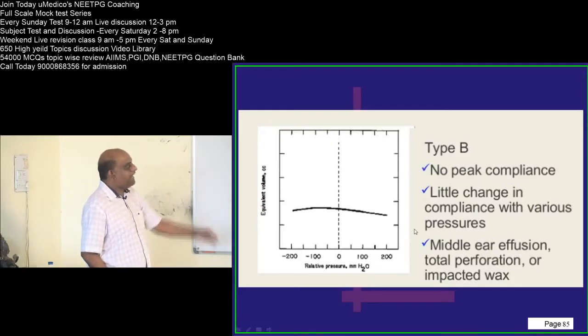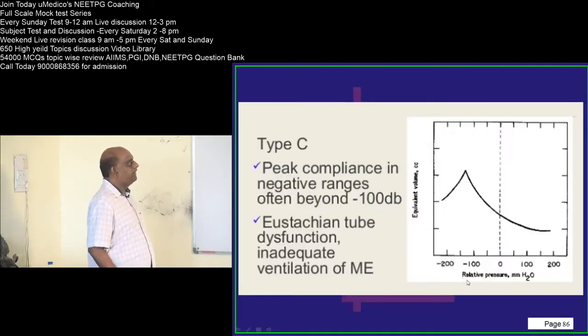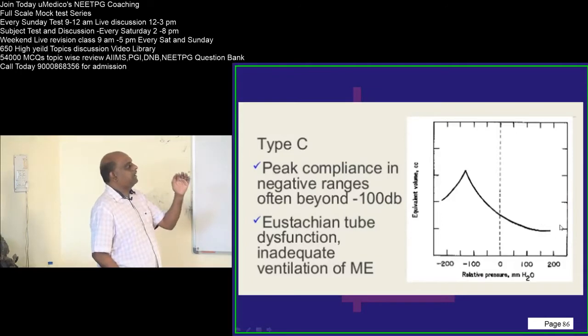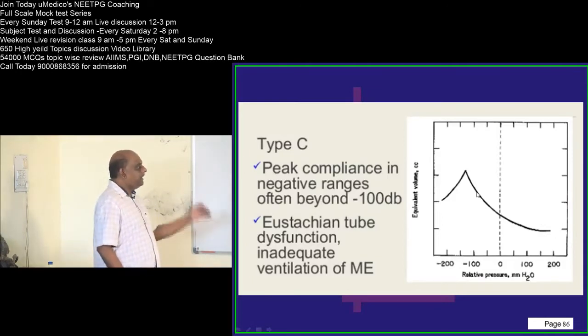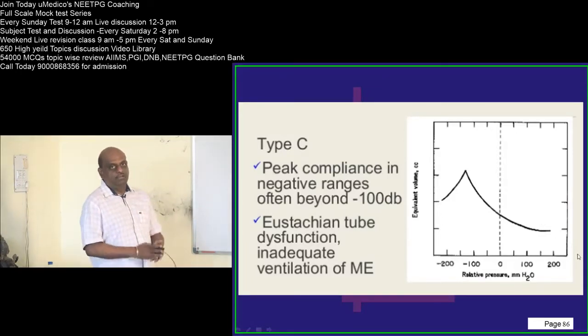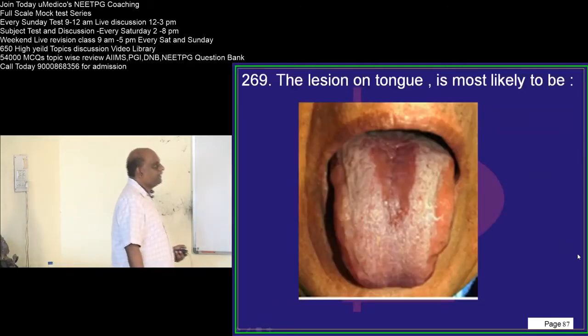Then you have a flat type with a middle ear effusion, impacted wax or a total perforation, and with a negative going down, that is a Eustachian tube dysfunction. That's what you typically come across.